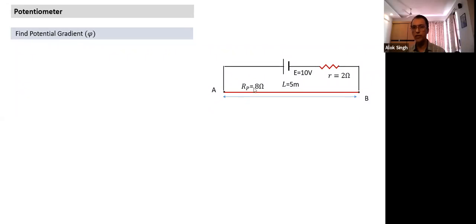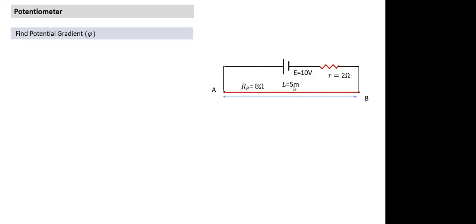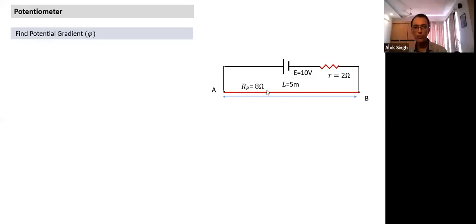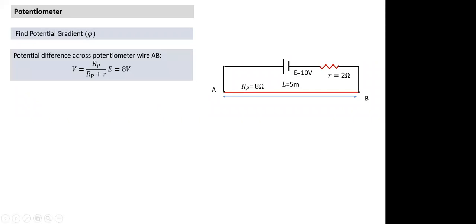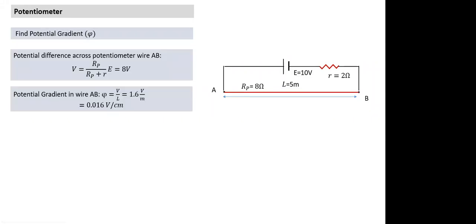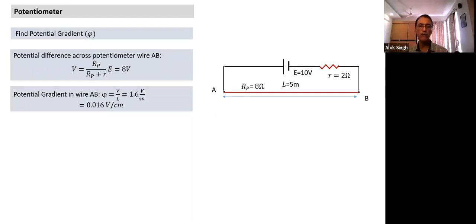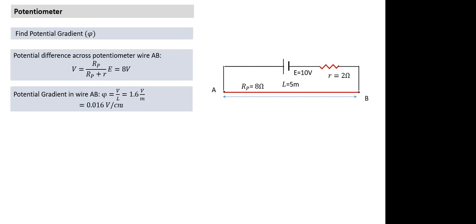Potential difference between A and B, you can do it step by step. You can find the current here. Current will be simply 1 ampere. If current is 1 ampere, potential difference between A and B is 8 volts. Length is 5, so 8 by 5. If I have to do it in volts per meter, 8 by 5 is my potential gradient. If I write 1.6 and divide by 100, it is 0.016 volt per centimeter. So it's easy. Everybody can easily calculate.